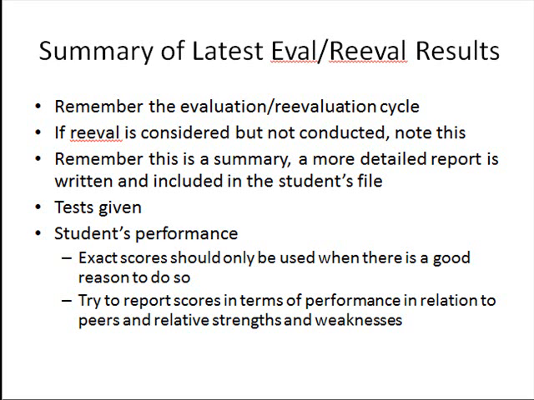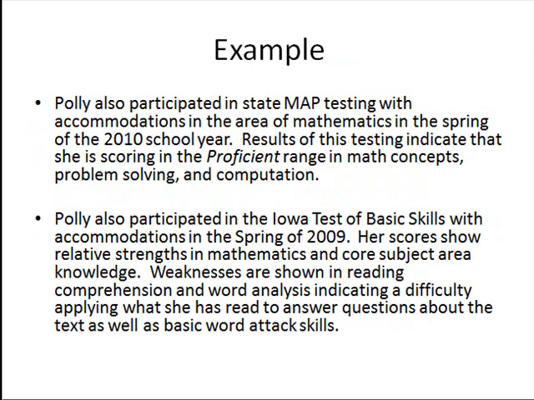Now, because this is a document that is circulated among many professionals, we want to be really careful about whether we're reporting exact scores, particularly IQ scores. That's very sensitive information. There is no legal reason or mandate that exact scores should not be used. You can use them when there is good reason to do so. But for the most part, one should try to report scores in terms of performance in relation to other peers and relative strengths and weaknesses of the students, and not the exact score, because again, it's looked at by a variety of people, and that is sensitive information. I'm going to show you the example about how that works.